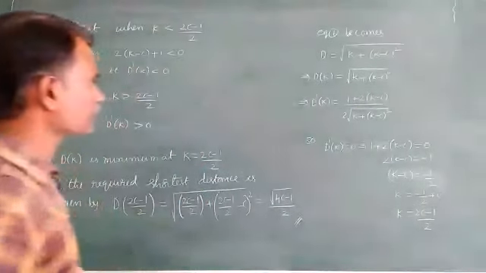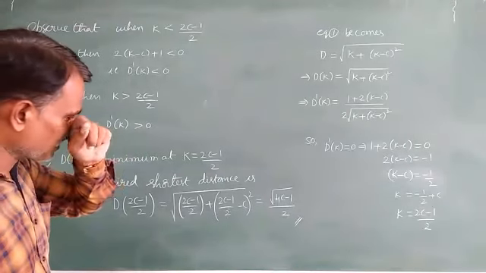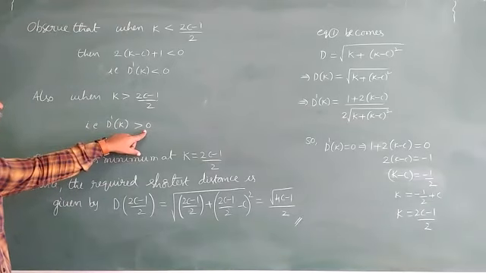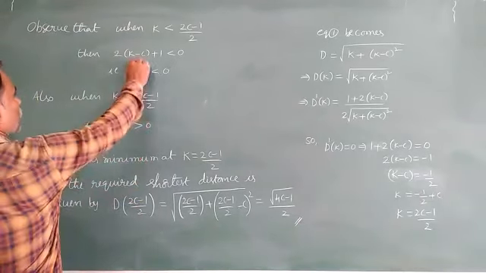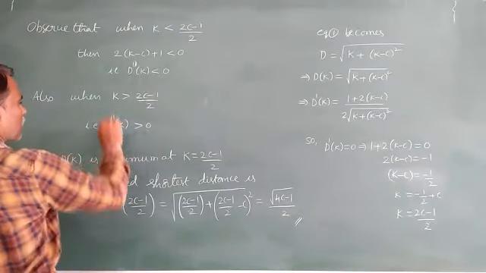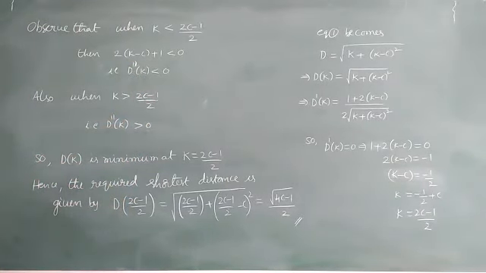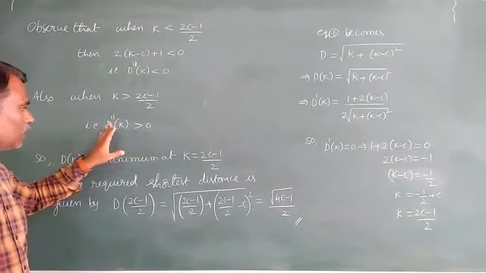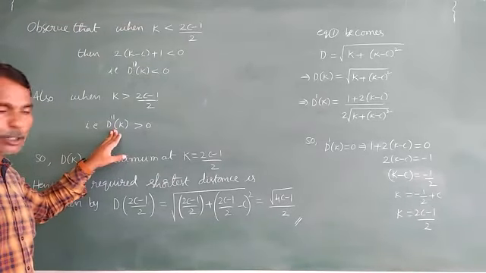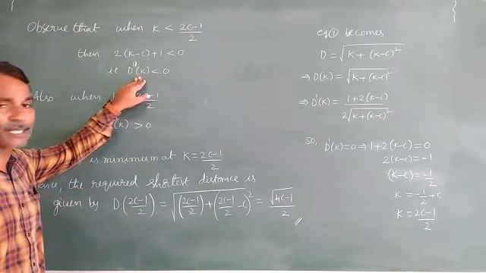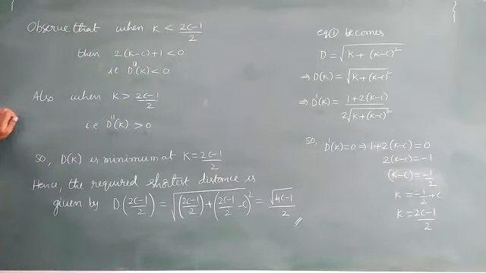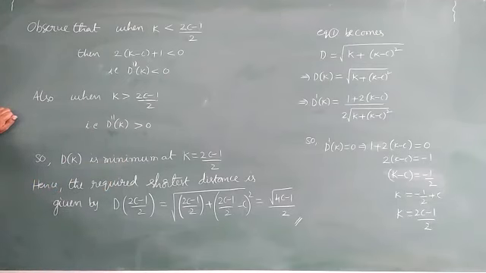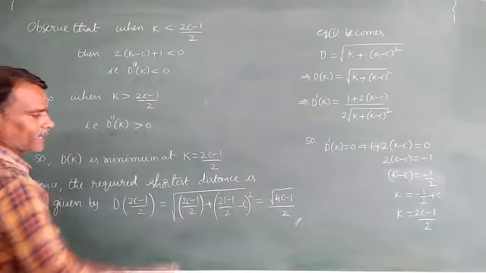So no problem. It gives k is equal to 2c minus 1 by 2, then you can apply this one: minimum when the first derivative changes from less than 0 to greater than 0, or the double derivative of k is greater than 0. Finally, d of k is minimum because, as I already said, when the double derivative of the function is greater than 0, a minimum comes; when it is less than 0, a maximum comes. So there is a minimum at k is equal to 2c minus 1 by 2, and the required shortest distance is calculated like this.